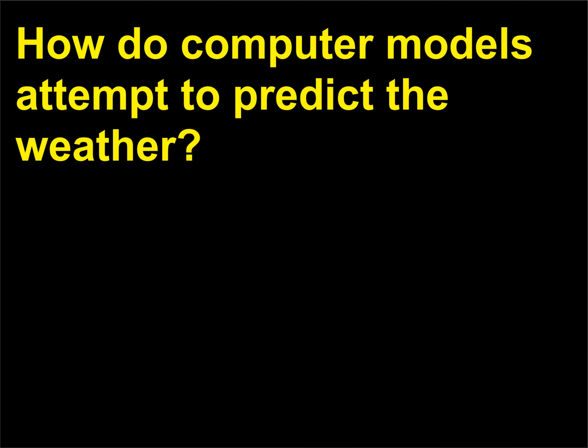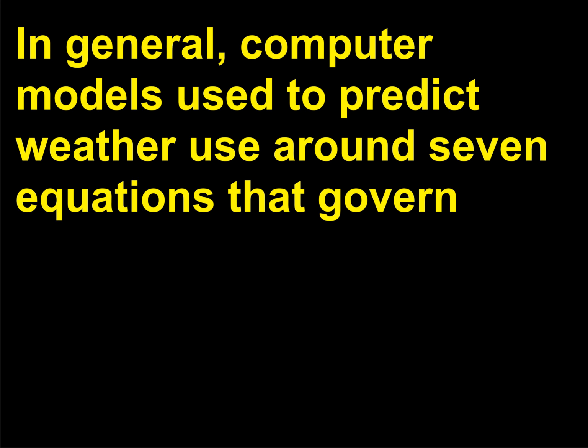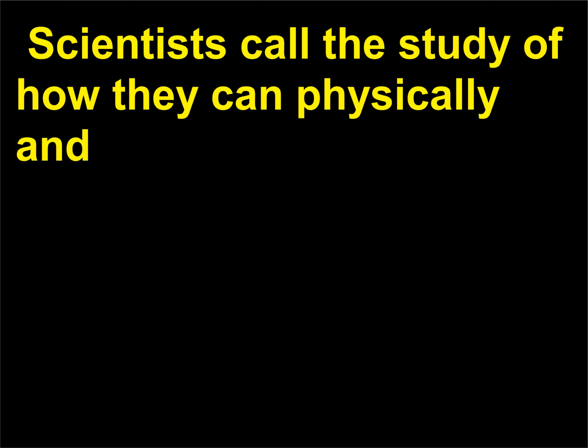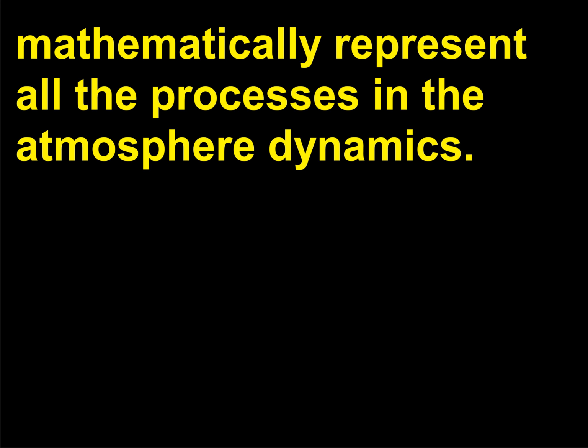How do computer models attempt to predict the weather? In general, computer models used to predict weather use around 7 equations that govern how the basic parameters, temperature, pressure, and so on, change over time in the atmosphere. Scientists call the study of how they can physically and mathematically represent all the processes in the atmosphere dynamics.